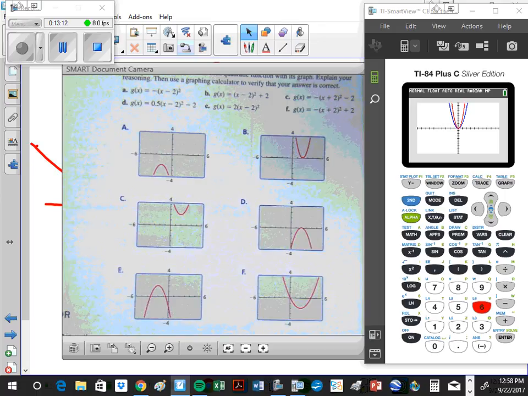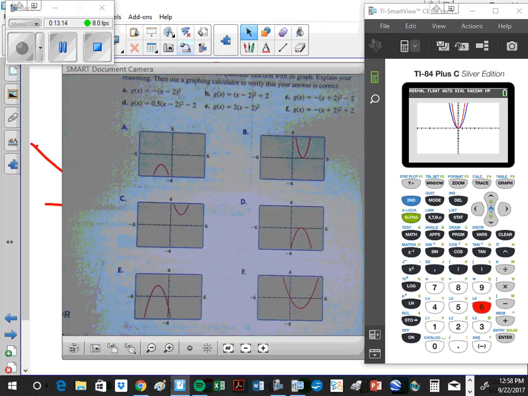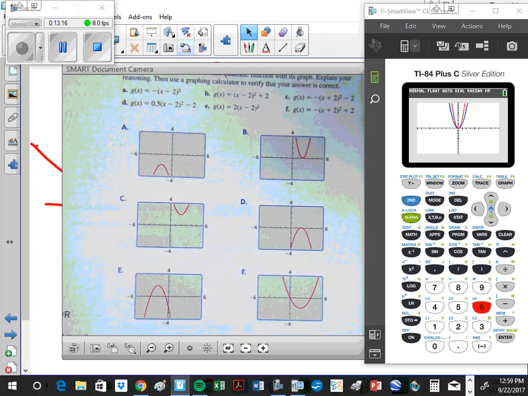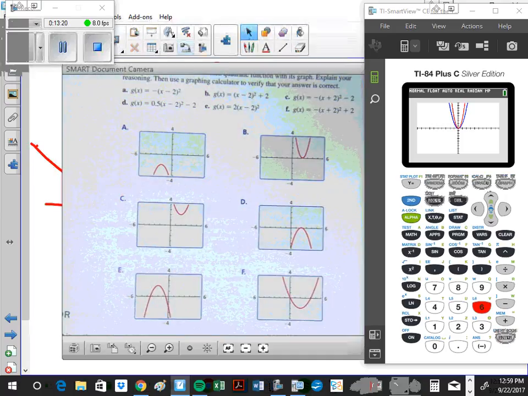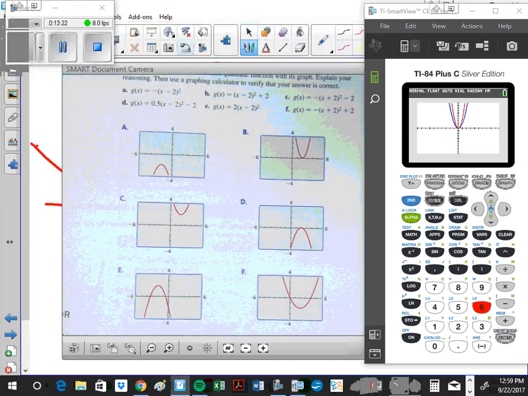Oh, these aren't matching. Yeah, they do match. Yeah, 1.5, or 2.5, sorry. 2.5. So we need to match the little letters with the big letters.